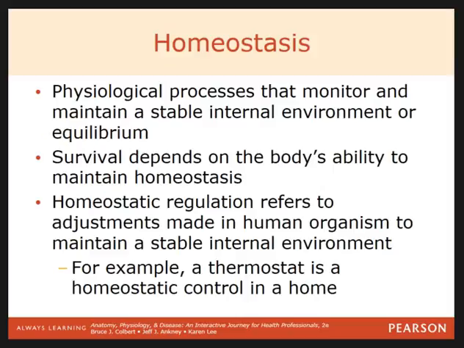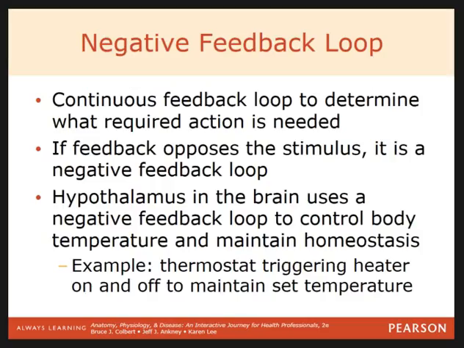The homeostatic regulation refers to adjustments made in human organisms to maintain a stable internal environment. If you think of this kind of like a thermostat in your house and how it controls the temperature, your body works the same way. It has a series of checks and balances, and one of the most important parts of that homeostasis is a feedback loop, which is called a negative feedback loop. What happens is a stimulus gets triggered in opposition of another effect in the body. So it's kind of a switch system.